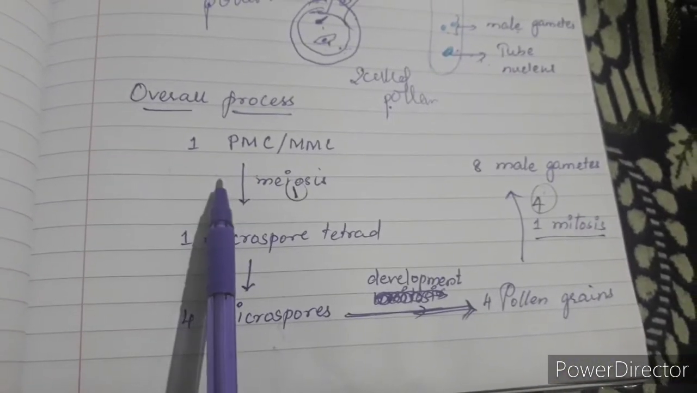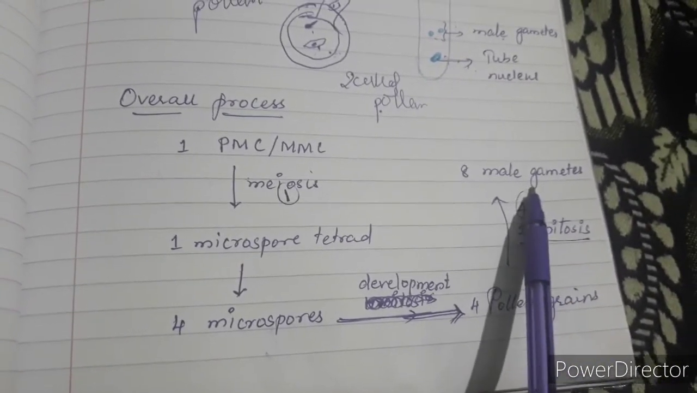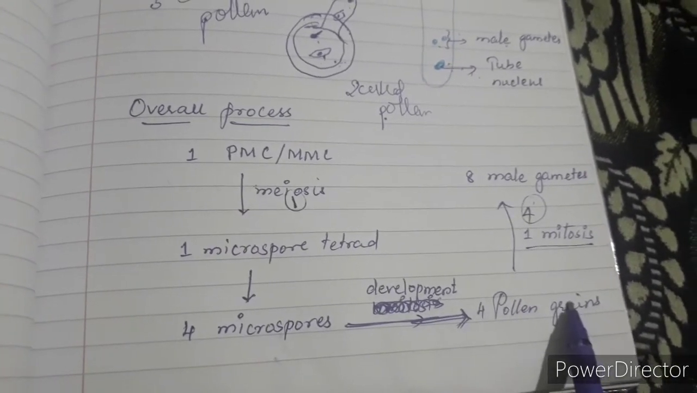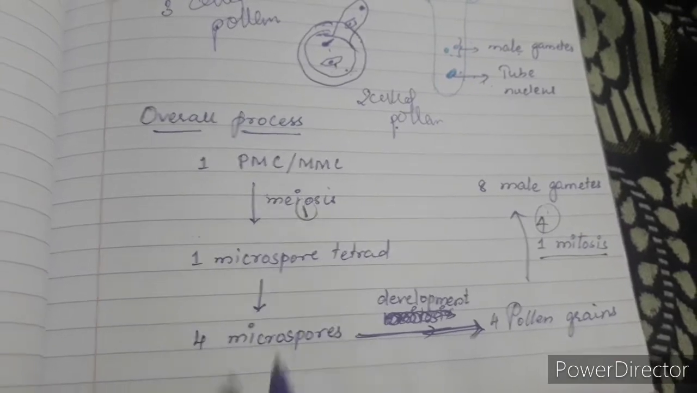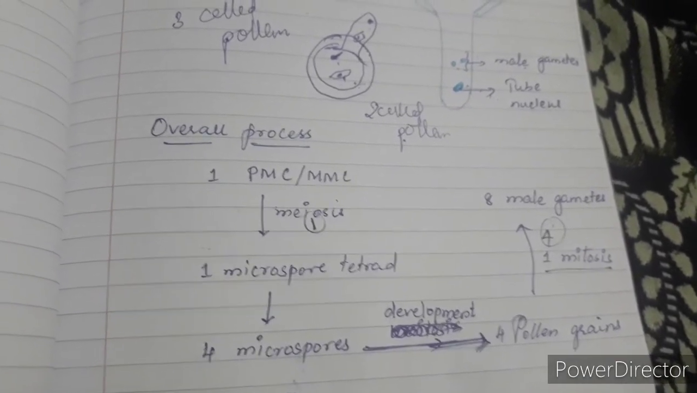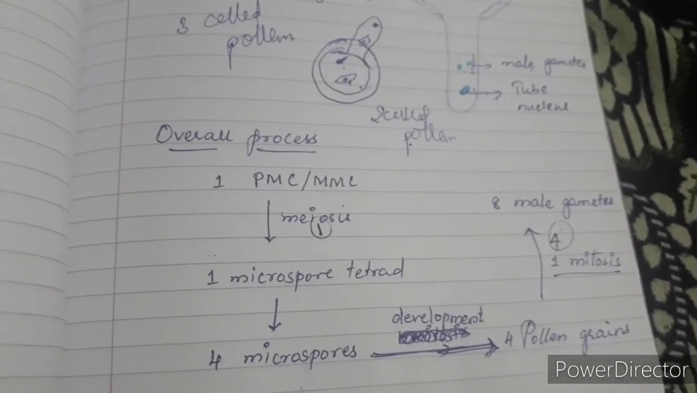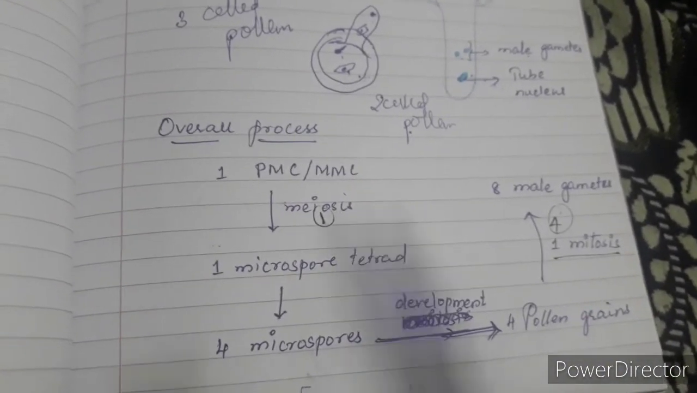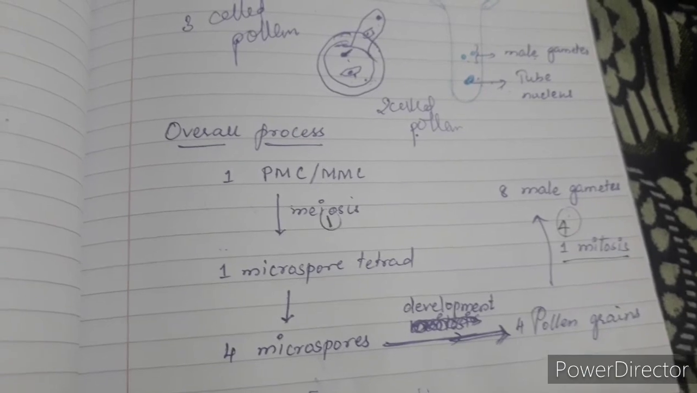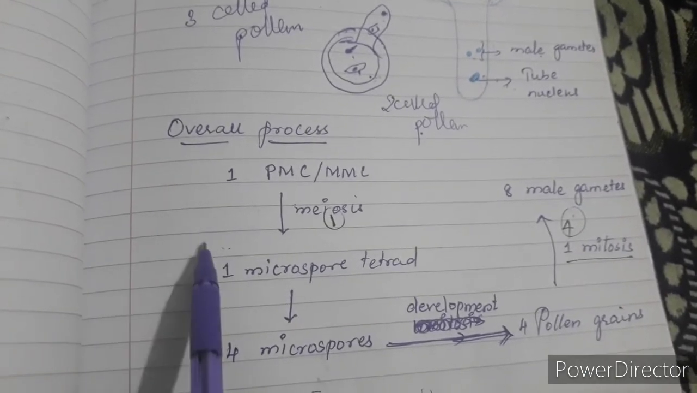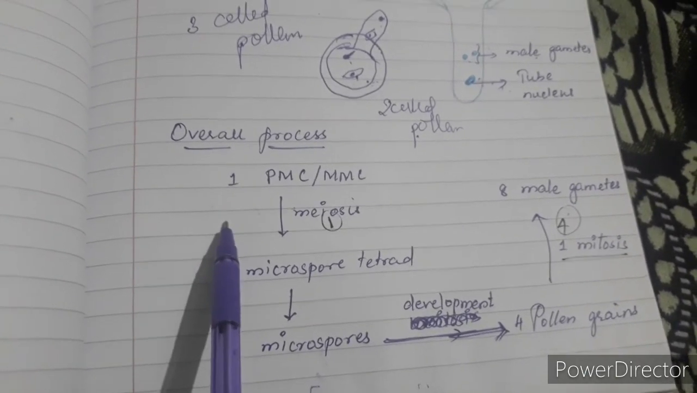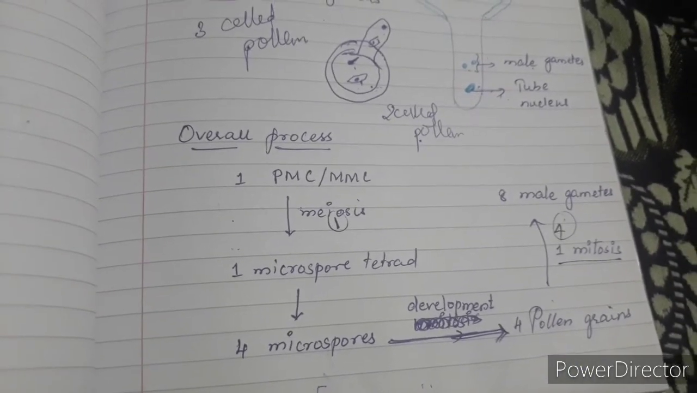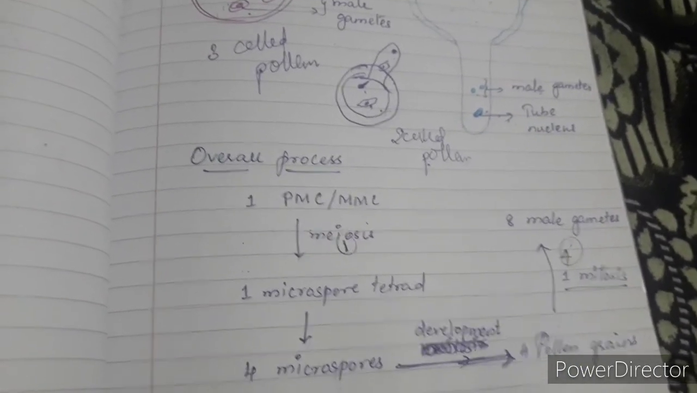From one pollen mother cell, how many male gametes? 8 male gametes. How many pollen grains? 4 pollen grains. How many microspores? 4 microspores. How many microspore tetrads? One microspore tetrad. So you should know this concept very well to understand or do any such calculation. So from one pollen mother cell to get 8 male gametes, how many cell divisions are going to happen? Let us discuss that in the next video.